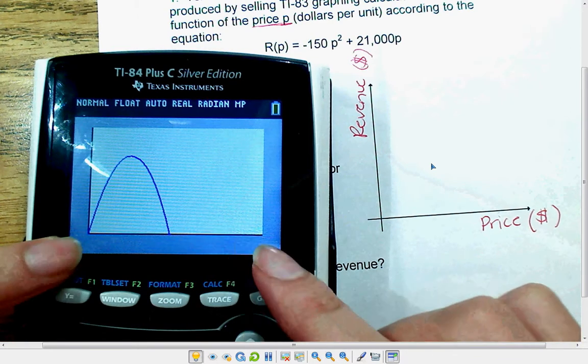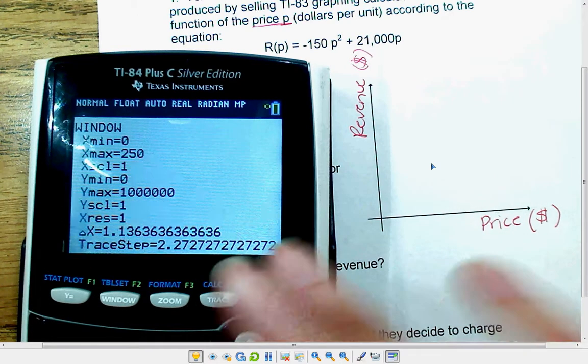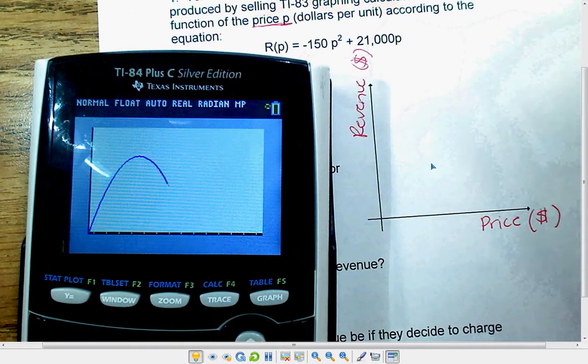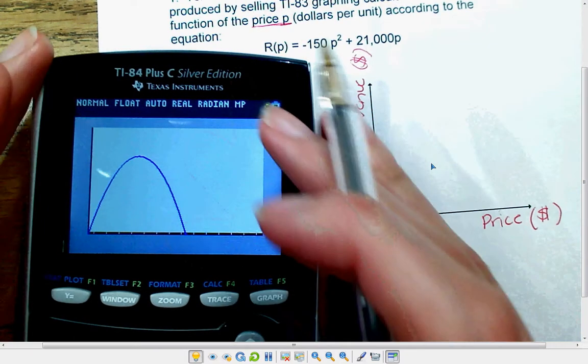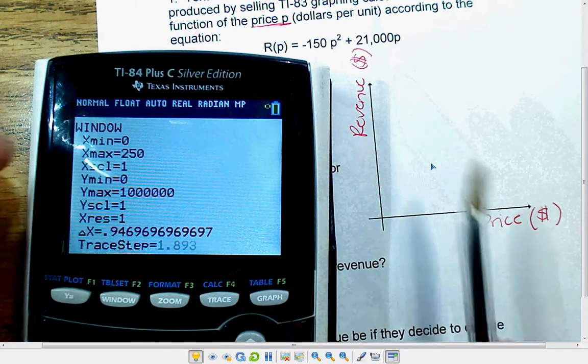We can maybe make this even smaller if we wanted to. Let's say instead of 300, we'll do 250. So it's really up to you exactly what numbers you want to use. You just want it to fill as much of the screen as possible. Okay, so now let's go to our window and change our scales.